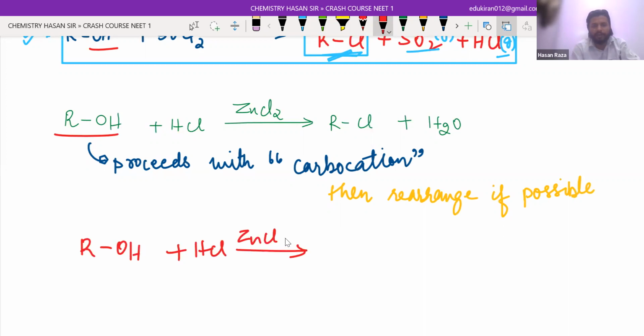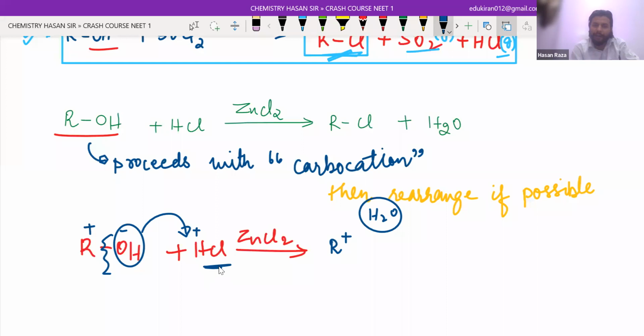First, this alcohol will be protonated. This will be negative and this will be positive. So there will be formation of carbocation. And this OH will go with H plus and form H2O as a byproduct. Then we have only Cl minus, which will attack the carbocation and then RCl forms. So basically in this reaction mechanism, we have carbocation.